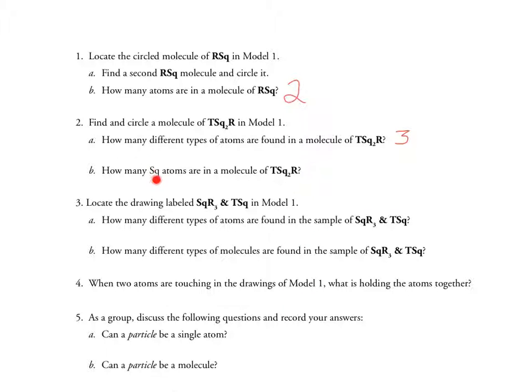In here, it says how many square atoms are in the molecule. Well, since we've got a little 2 there, we're going to say there are 2 of them. And we're going to continue going through some of these other ones.